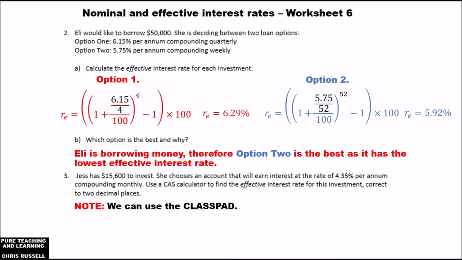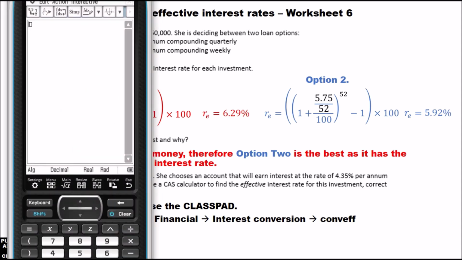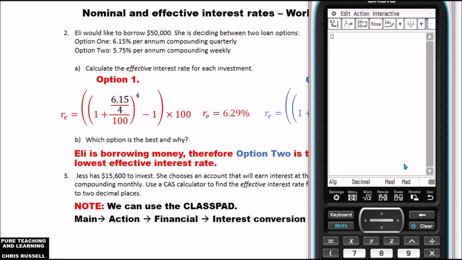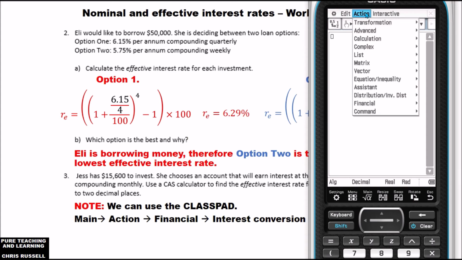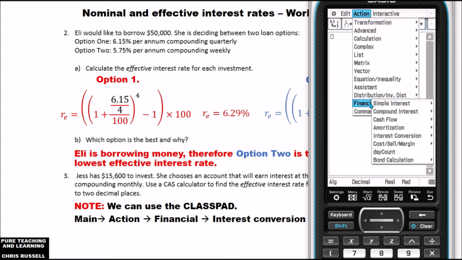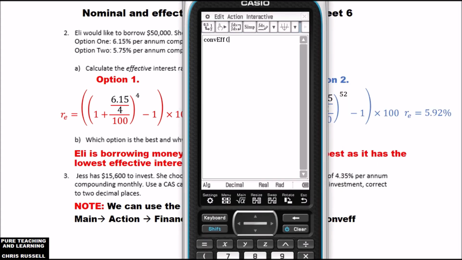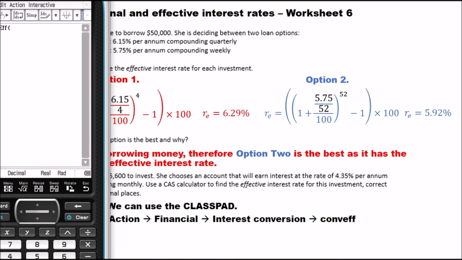when we talk about CAS calculators, you can use what's known as the class pad. And these are the steps that we are going to be using with our class pad. So let's get the class pad up. Okay, the first step, as you can see there, is we go to the main screen. This is the main screen. Then we go to Action, Financial, Interest Conversion, and we look at that top one there. That's the effective interest rate.